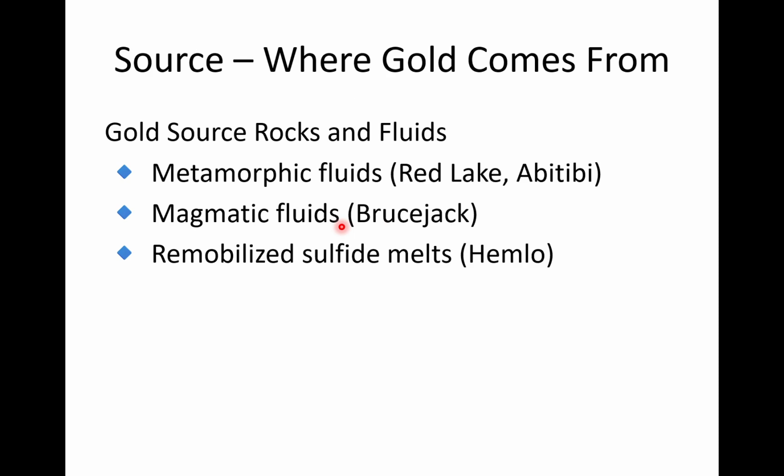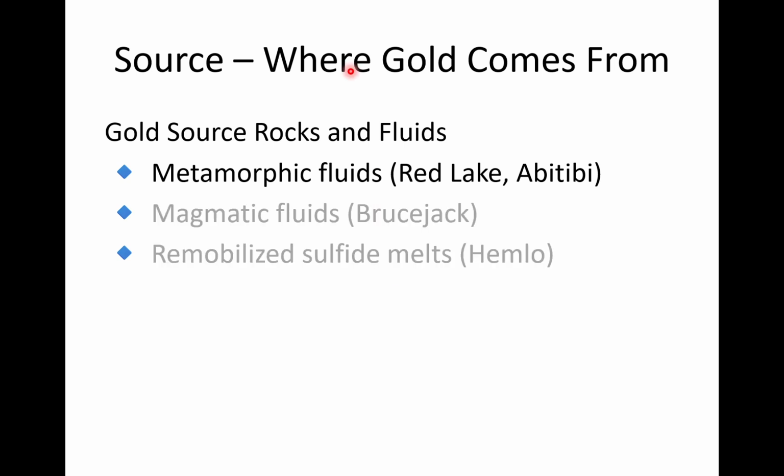So in the STT model, the source represents where and how gold and associated elements are derived and mobilized. Gold in the Earth's crust typically exists in trace amounts within common rocks and minerals. Geological processes are required to liberate and concentrate it into ore-forming fluids. So key source mechanisms for gold include metamorphic fluids, magmatic fluids, or remobilized sulfide melt.